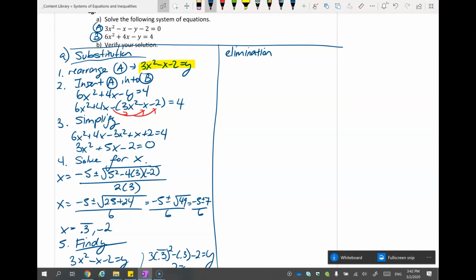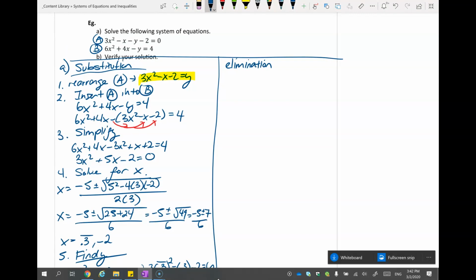Now we're going to look at the elimination method. So we want to eliminate one of our variables. The easiest one to do is y. And here we don't have to multiply anything to A or B because we have -y in both of them already. So all we have to do is subtract those two equations. And I'm going to write it like a vertical subtraction, making sure all my numbers line up. Make sure your terms line up as well.